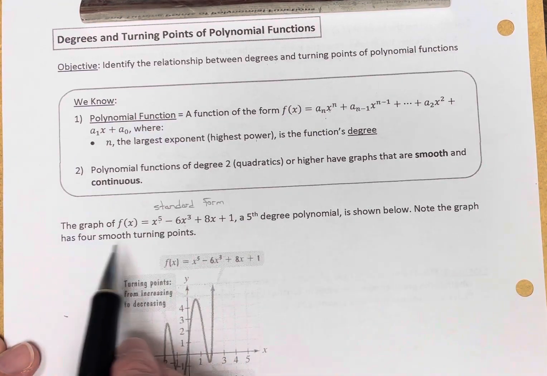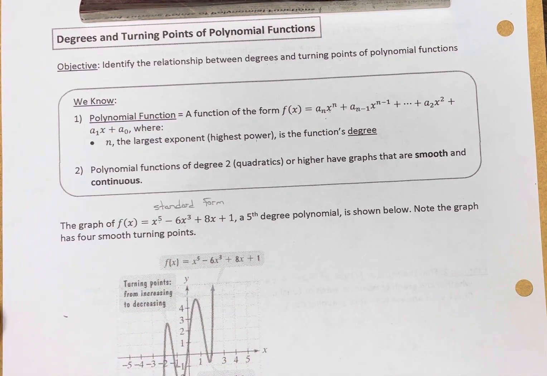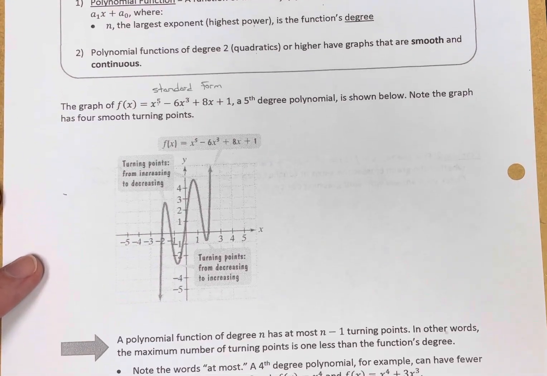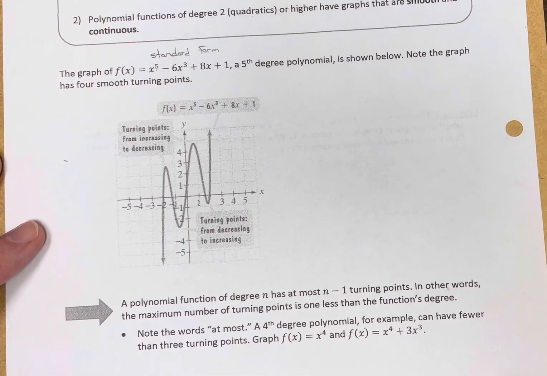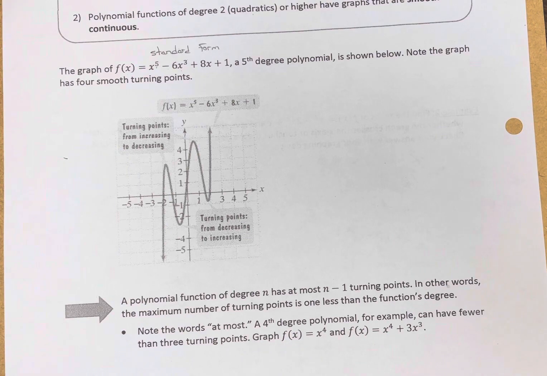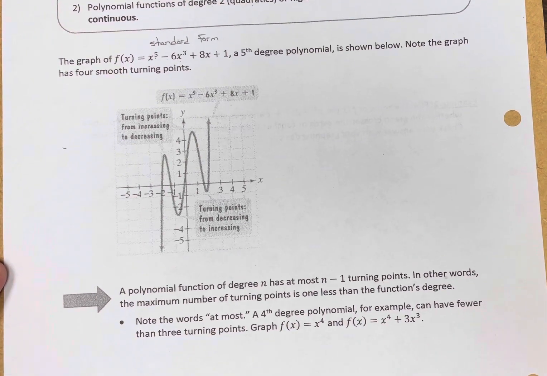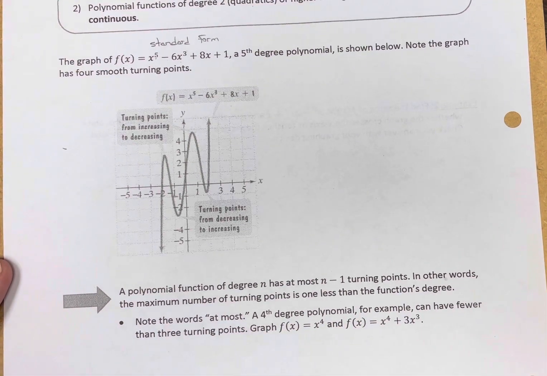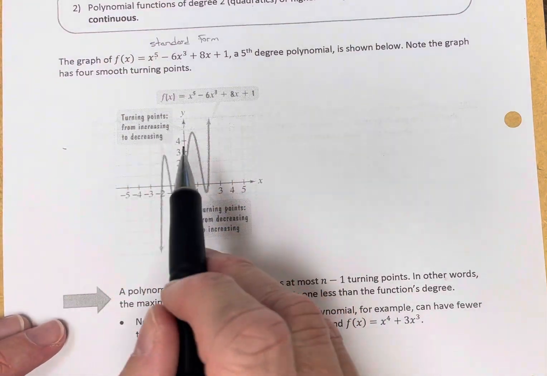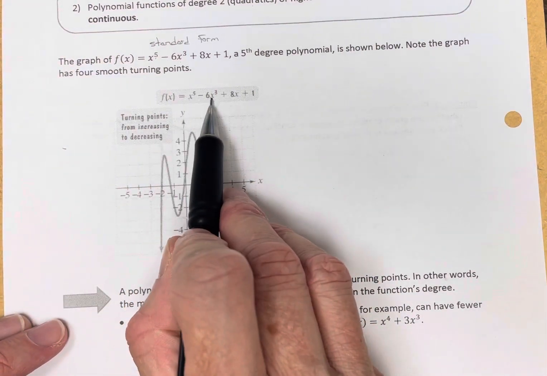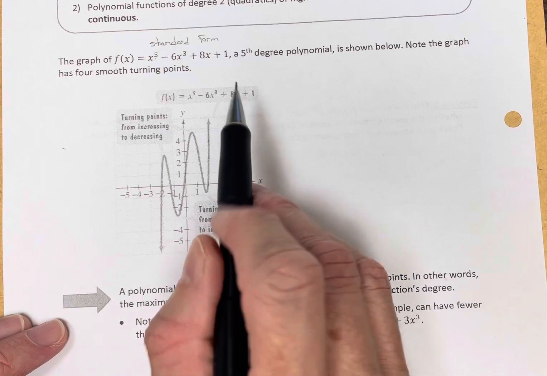Note that the graph has 4 smooth turning points. Let me slide this up a little bit so we can see that more clearly. Okay, so here's the graph of x to the fifth minus 6x cubed plus 8x plus 1.